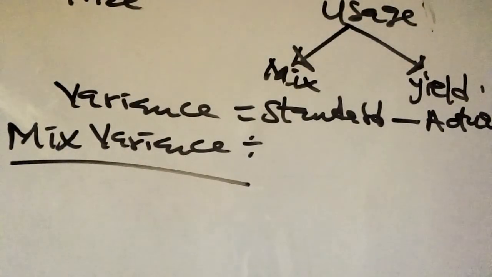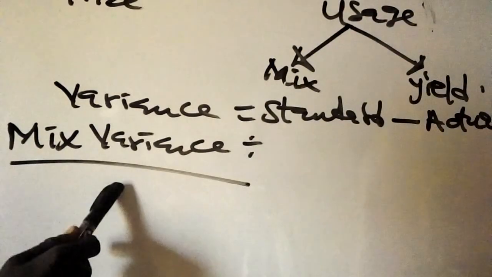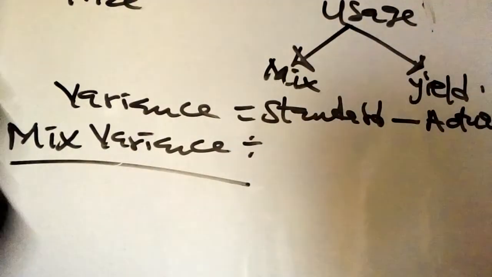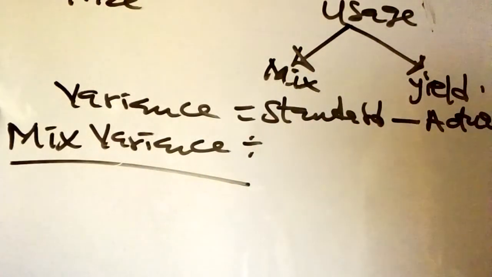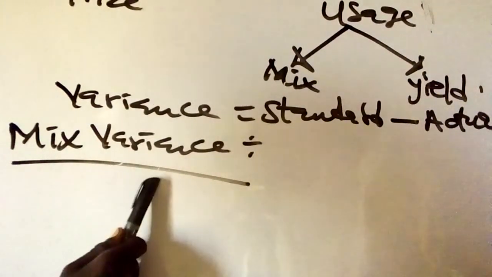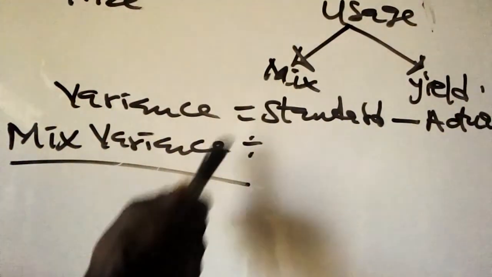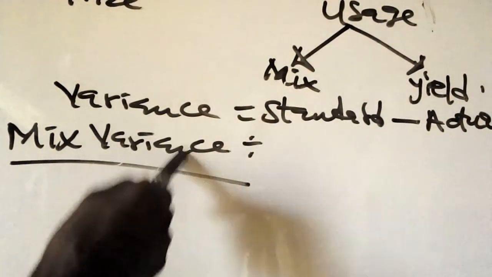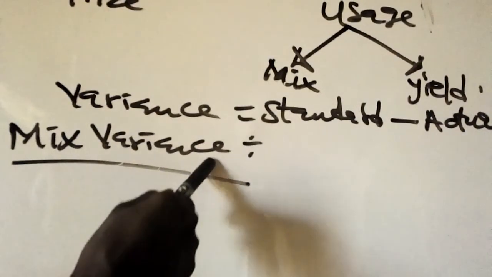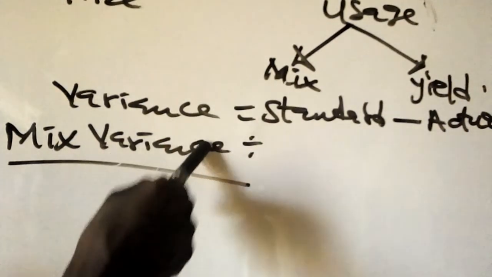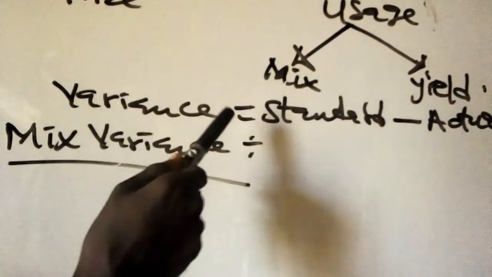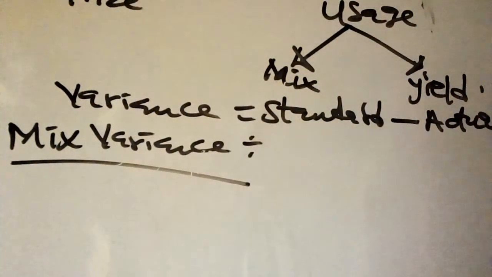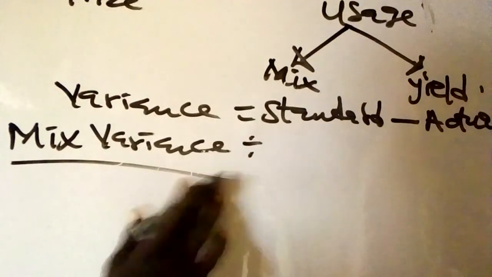Material mix variance is the difference between the actual total quantity used in the standard mix and the actual quantities used in the actual mix, valued at the standard cost. That is mix variance.